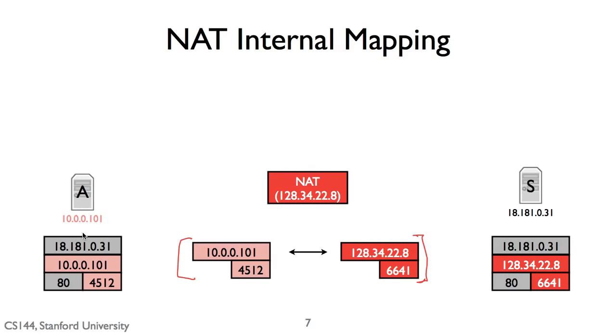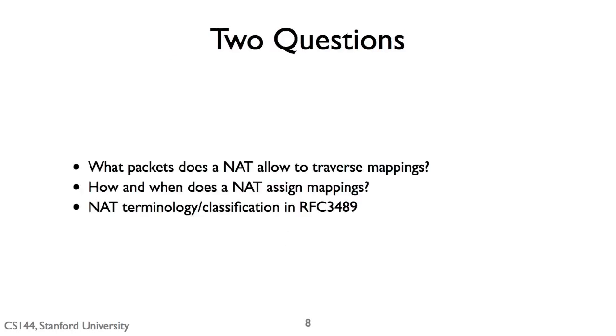So when this server A tries to open a connection to the web server on S at 18.181.0.31, going to port 80 on this host, and it's coming from port 45.1.2, the NAT rewrites all of those packets, including TCP SYN and then all the data packets, to be coming from its own IP address and port 6641. That's what the server sees, and when the server sends messages back, the NAT translates them back to port 45.1.2. So that's the simple model.